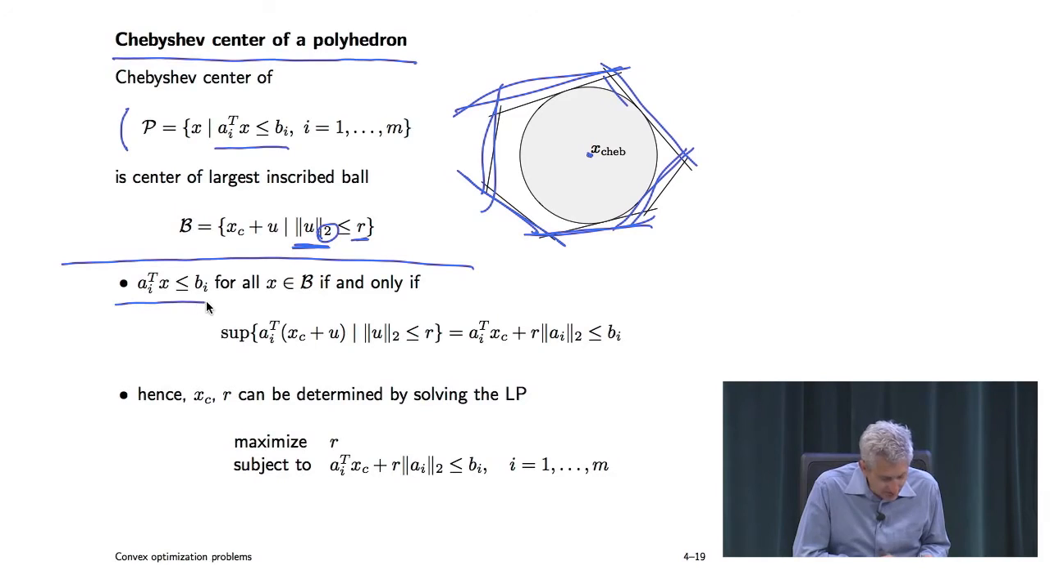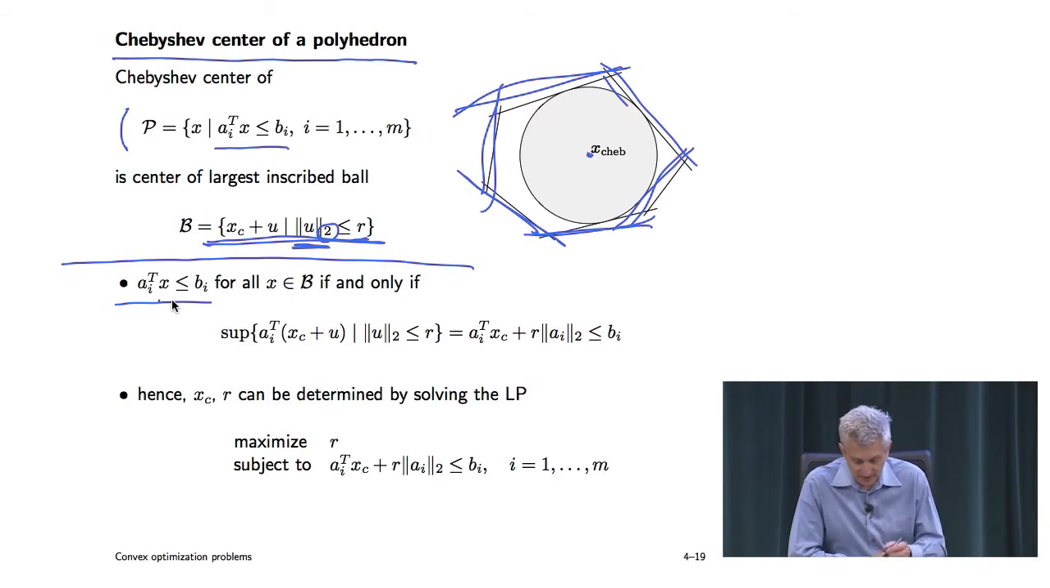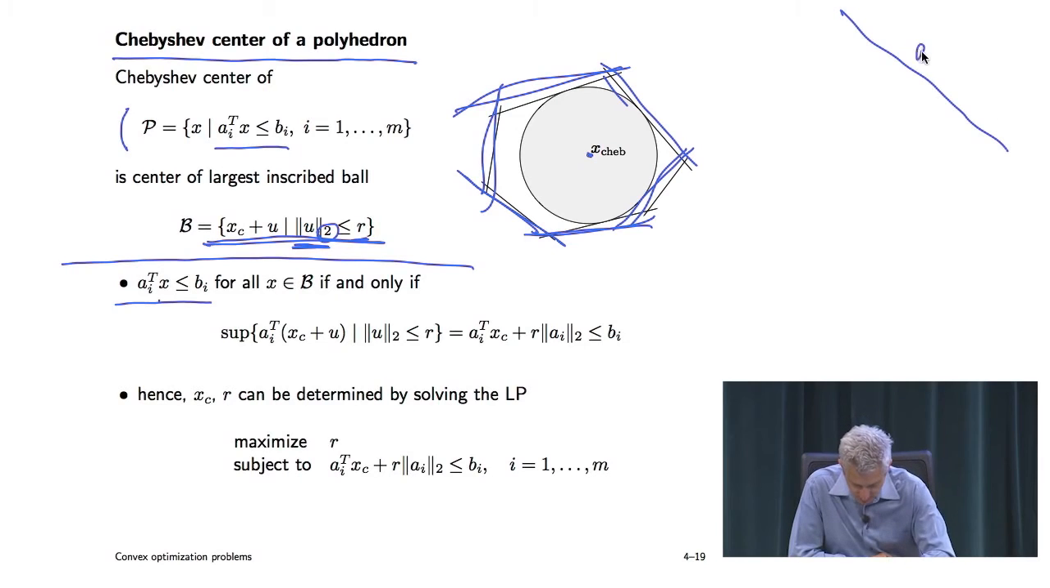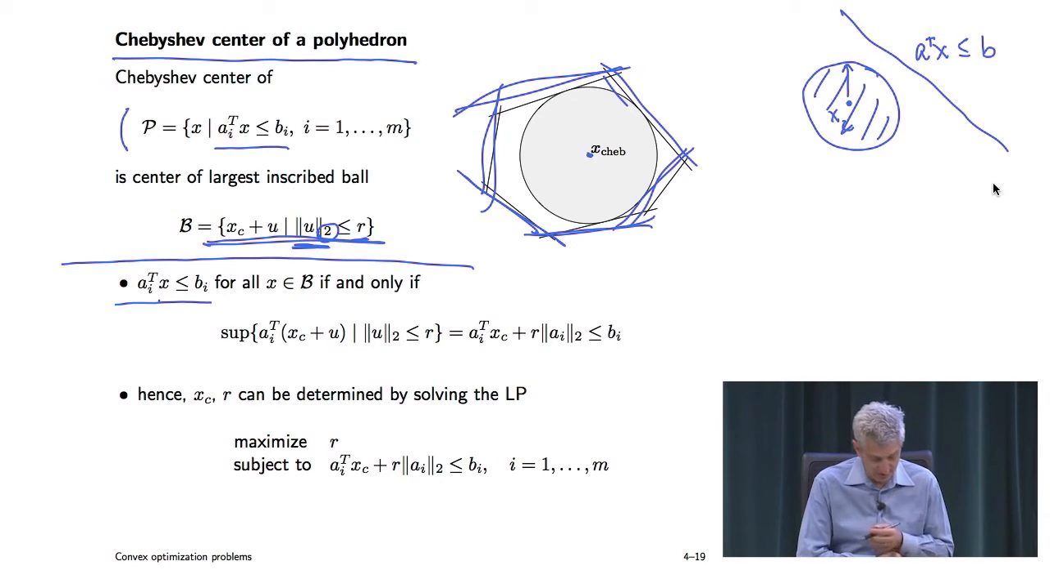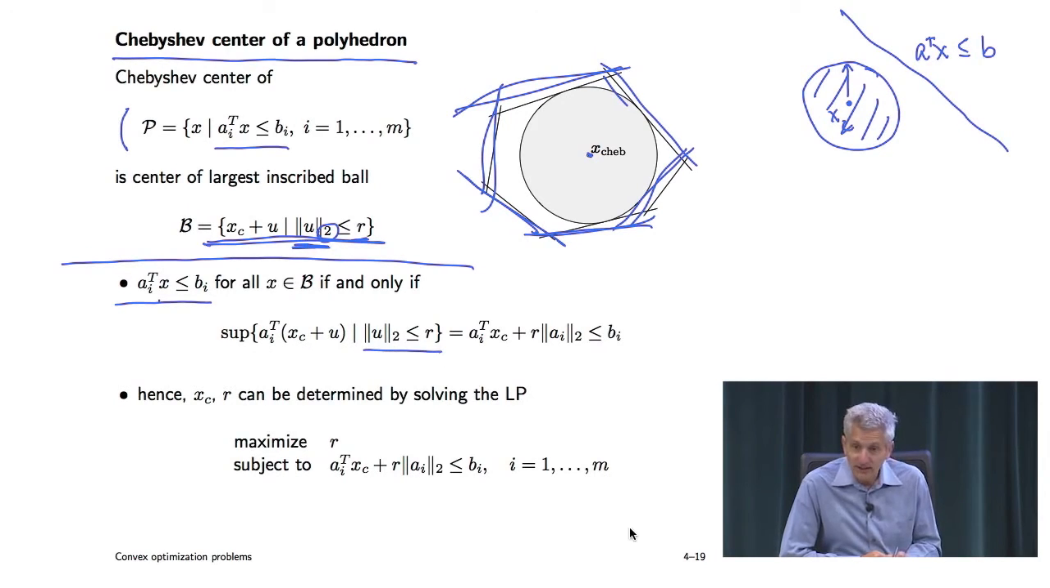What does it mean for every element of this ball here to satisfy a single linear inequality? And that says, here's a transpose x is less than b. And we want to know what are the conditions on x_c and R under which this ball sits entirely in that half space. That's the question. Okay? Well, let's find out. That's the same as saying we'll write the ball this way. It's the same as x_c plus u, where norm u is less than R. It says that all of these numbers have to be less than b_i.